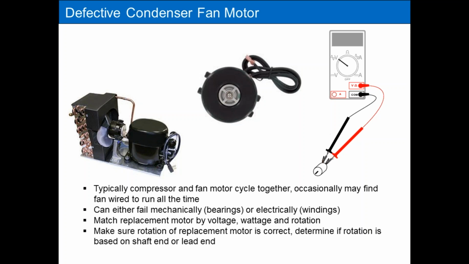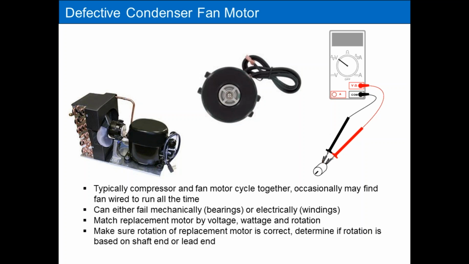The bearings inside bind up, so you can't spin them, and you can tell that very easily: you try spinning it by hand and it's very tight. If you can't spin it by hand, change it out. When you change it out, remember to get the right condenser fan motor. They are spec'd by voltage and by wattage, not necessarily horsepower, but by wattage.